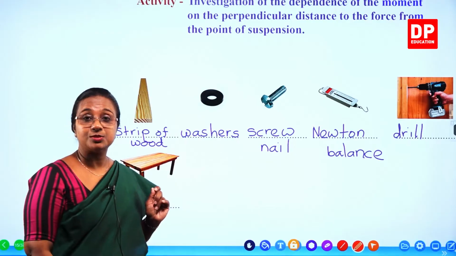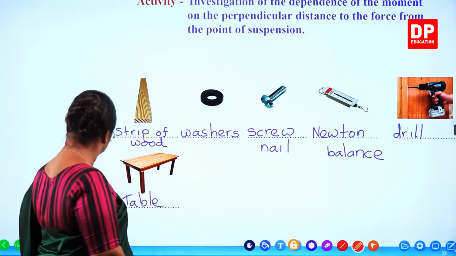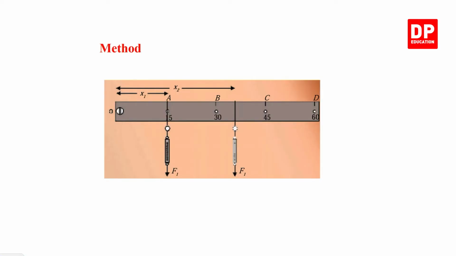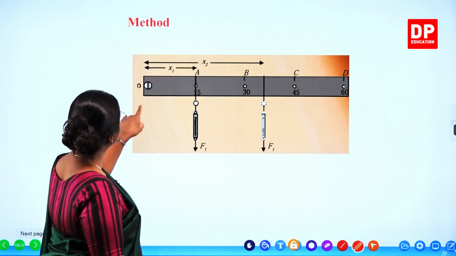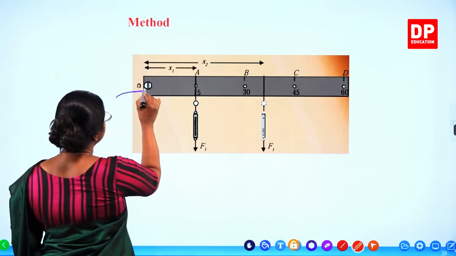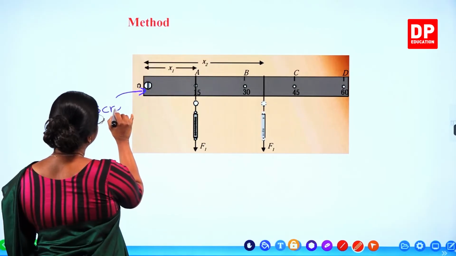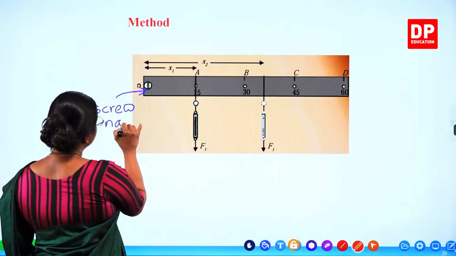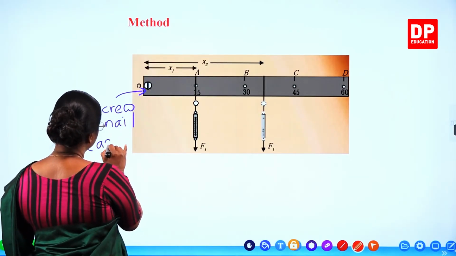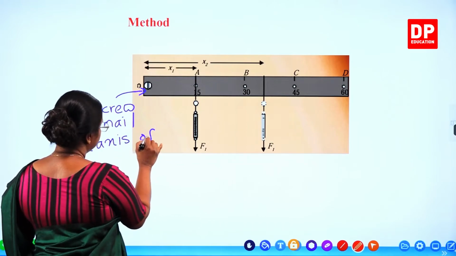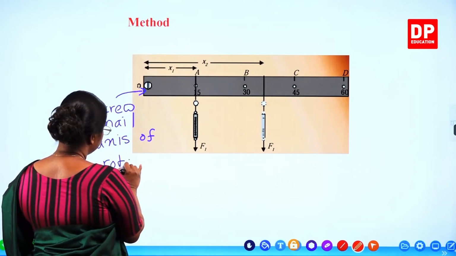So now I'll explain the procedure to you all. The method, this is what we are going to do. So as we did before, you can see here students, this is the screw nail. So that is going to be the axis of rotation.